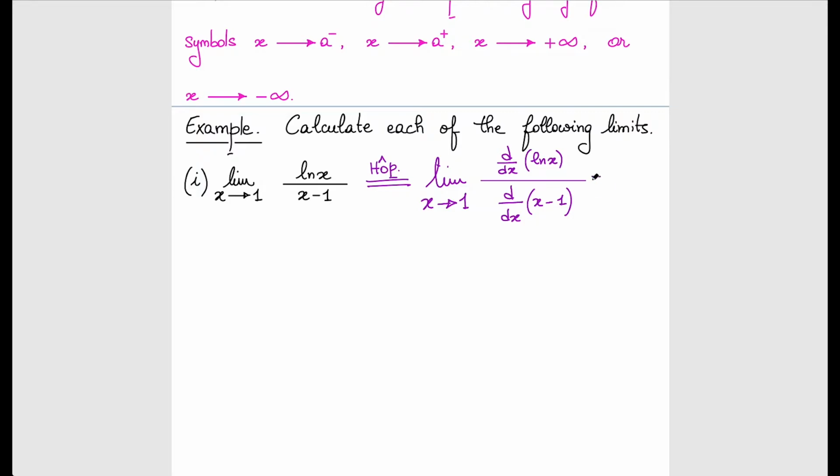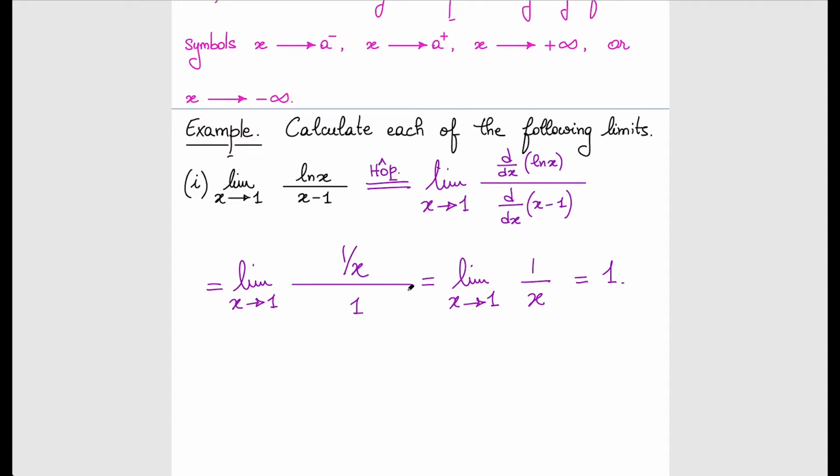Okay, and what's that? What's the derivative of ln of x? It's 1 over x. And what's the derivative of x minus 1 with respect to x? It's 1. So we get the limit as x goes to 1 of 1 over x, and this is simply 1. Correct? So this limit is actually equal to 1.